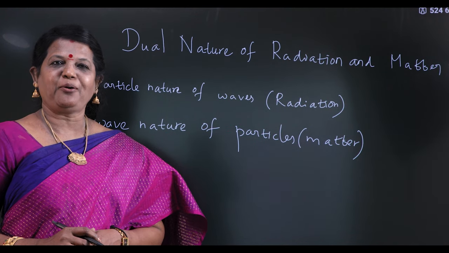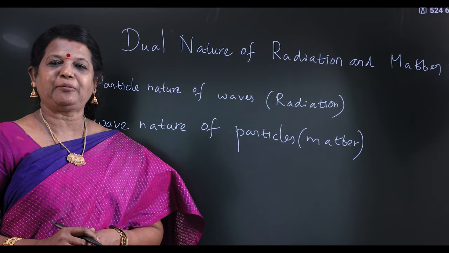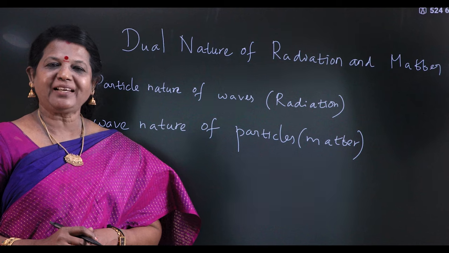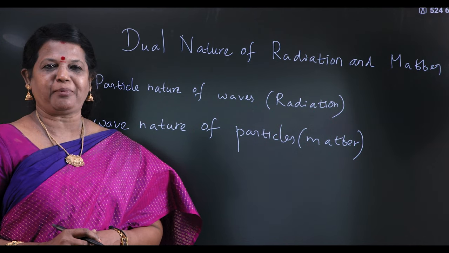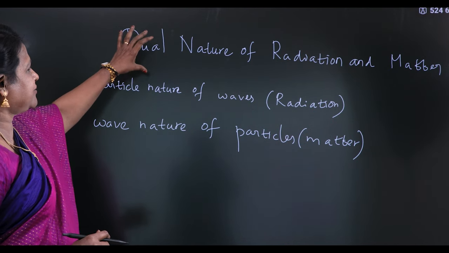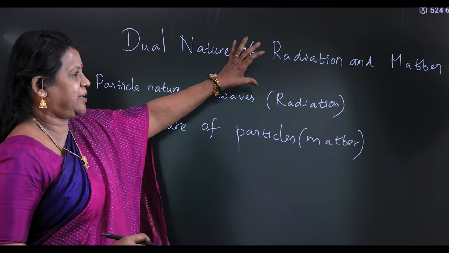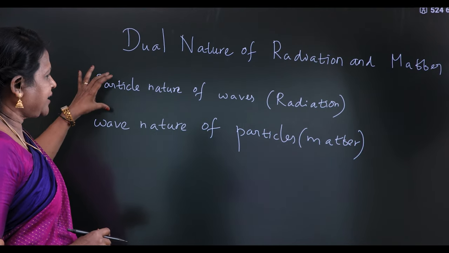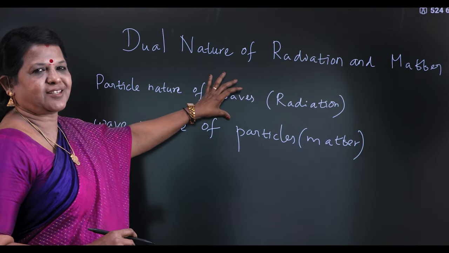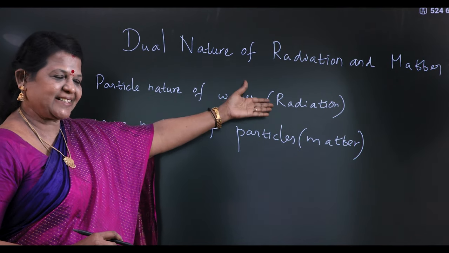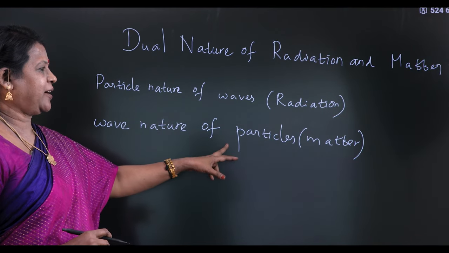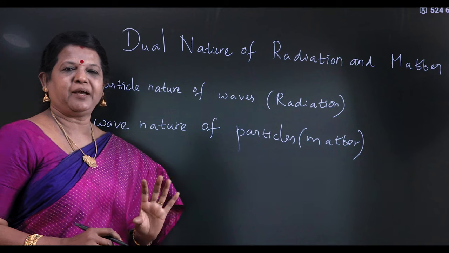We are going to see about the 8th unit in plus 2 physics, dual nature of radiation and matter. In the case of dual nature of radiation and matter, particle nature of the waves is nothing but for radiation. Then wave nature of particles is nothing but for your matter.